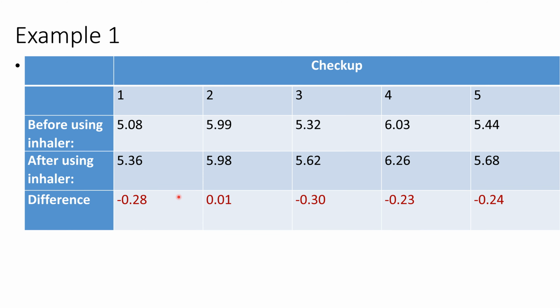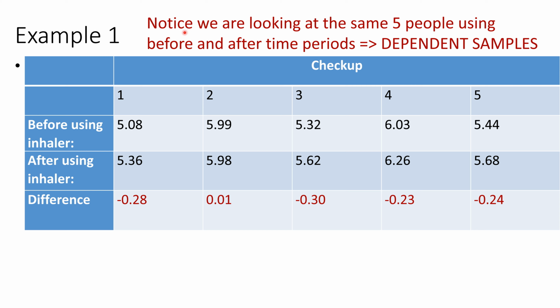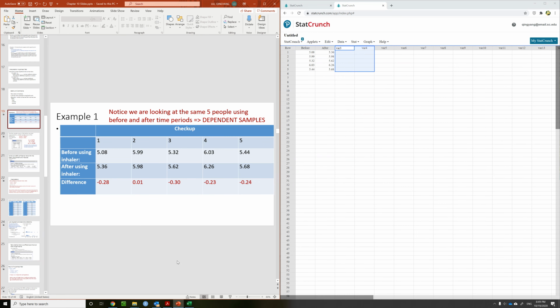Here is the first example. You can pause this video and see how you are going to analyze this dataset. Notice that we are looking at the same 5 people using before and after time period. This means this is dependent samples.